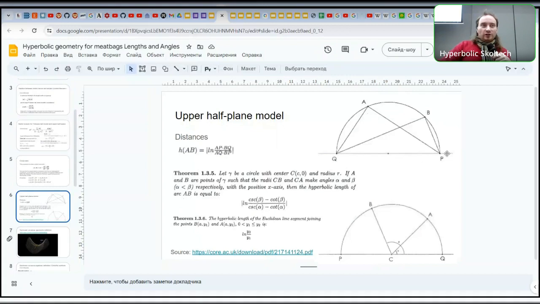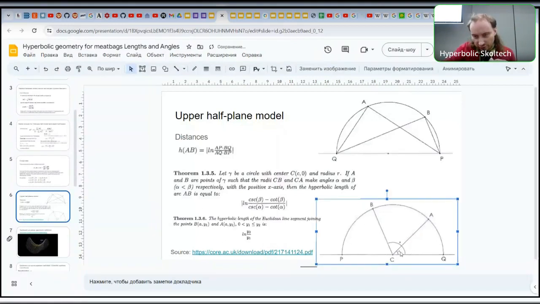And there are theorems that it can be computed in terms of angles. So here is angle alpha, here is angle beta for points A and B. And then this is computable by this formula. And for 2 points which lie on the same vertical line in this model, just take the logarithm of the fraction of their heights, of their y coordinates, this vertical coordinate.